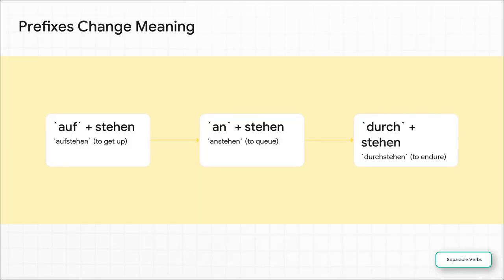But this is where things get really cool. Now just watch this. We can completely change the meaning just by popping a little prefix on the front. So if you take auf and add it to stehen, you get aufstehen, which means to get up. Or how about an plus stehen? That gives you anstehen, which means to queue or to stand in line. And get this, durch plus stehen becomes durchstehen, to endure something. Isn't that amazing? It's like a superpower for one little verb.